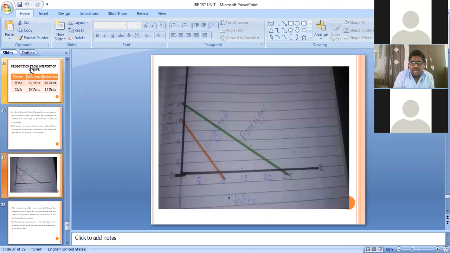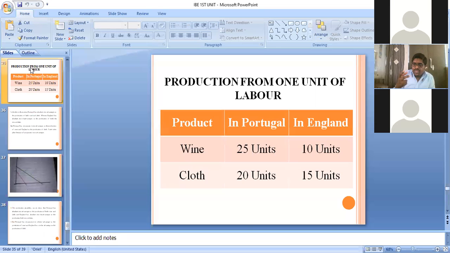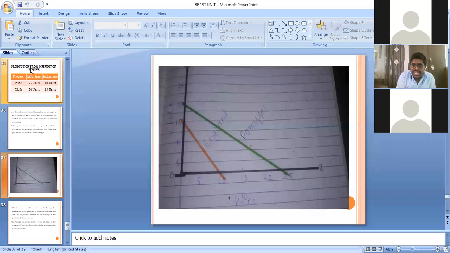In the previous possibility curve, I had taken 1, 2, 3, 4, 5, 6, 7, 8 up to 10 because it was 5 or 15 there. But here the units are like 25, 10, 15. If there is a difference of 5, we can take 5, 10, 15, 20, 25 on the OX axis and 5, 10, 15, 25 on the OY axis. See, on the OX axis I have taken wine. Next, on the OY axis I have taken cloth.